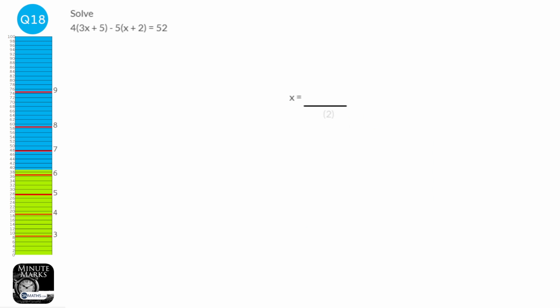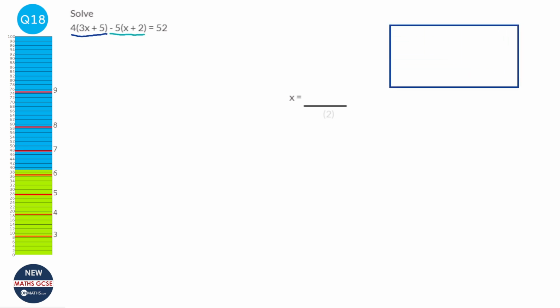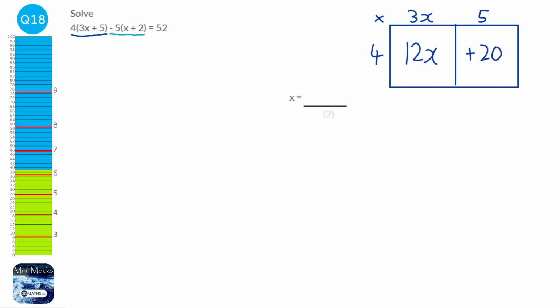Whenever we solve, we've got to get rid of any fractions or brackets first. Now looking at this, there's no fractions, but there are 2 sets of brackets. We've got the set of brackets here, and we've got the set of brackets here. So we're going to expand them to get rid of them. And you can use any method you want. I'm just going to use this kind of grid method. So we're doing 4 times, and inside the brackets we've got 3x plus 5. So I'm going to times those out. 4 times 3 is 12, so that'll be 12x. 4 times 5 is 20, so that's going to be positive 20. And I'm going to do the same for the other set of brackets.